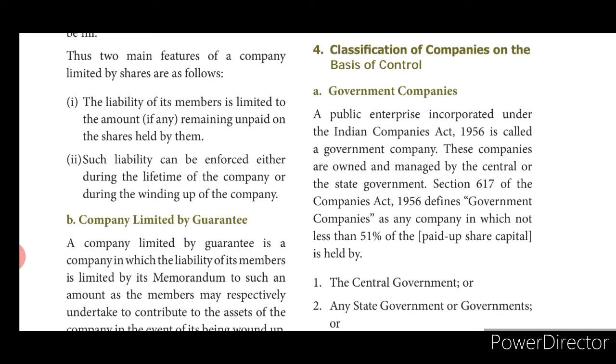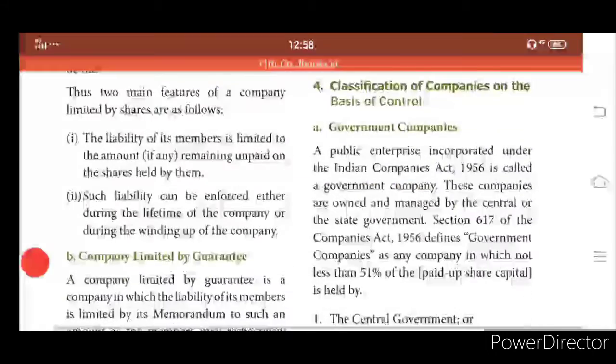Next one is such liability can be enforced either during the lifetime of the company or during the winding up of the company. So whenever they want to claim the money for the creditors, in that case also, they can do it only during the lifetime of the company. Otherwise, even at the end, during the winding up of the company also, they can do this. So these are the two features that they have for the companies limited by liability.